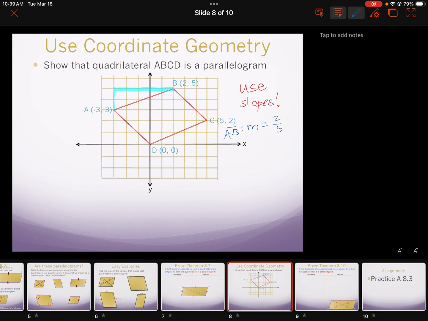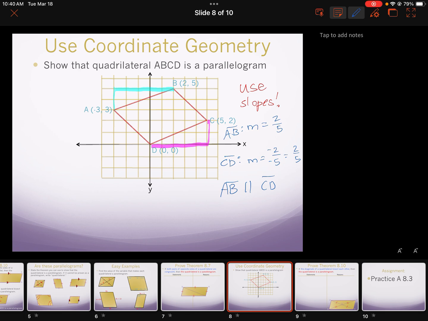Now you have to do the same thing for the bottom side of the shape. That's segment CD. Let's find its slope. Again, I'm going to count. Maybe I'll use this purple here. Looks like I'm going down 2 and then 5 left. Okay, down 2 is -2, 5 left is -5. Are these slopes the same? Yeah. Segment AB is parallel to segment CD. You are halfway there to showing that this is a parallelogram.